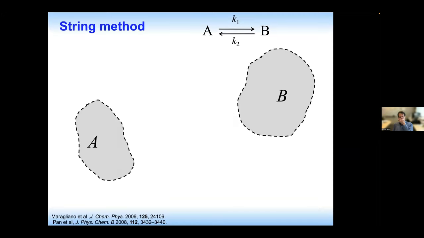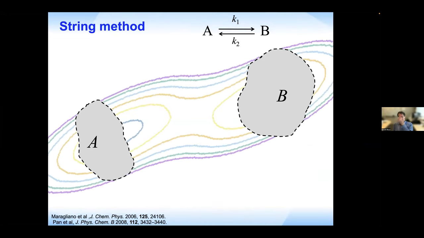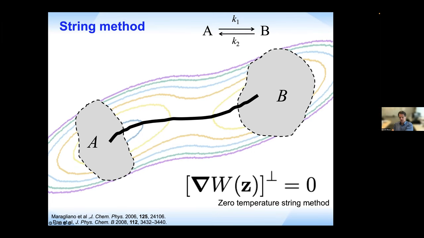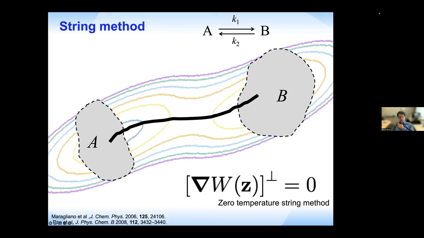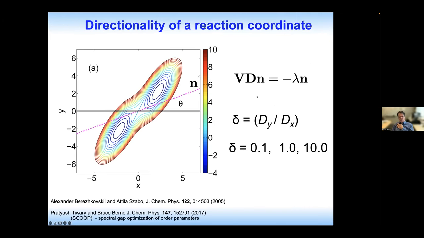You can also imagine that we would refine the string method. Imagine you have two wells in a high dimensional space, and you want to optimize a string like that. In the old days, we would optimize the string based on the force or on the swarm. But now we can actually optimize a string based on the committor. And this is a simple 2D example that was studied by Attila Szabo, where they played with the diffusion coefficient on x and y.